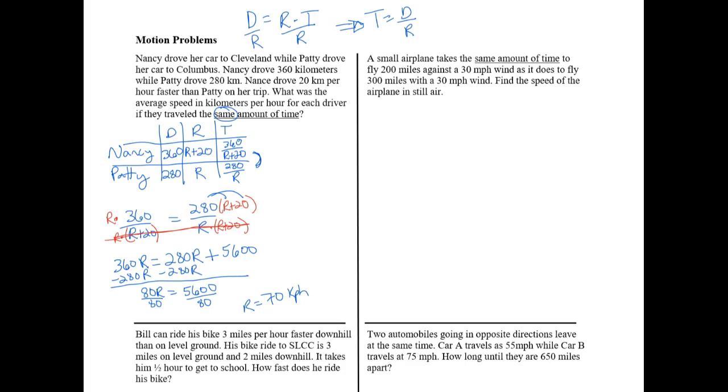And the question is, whose rate is this? Well, r was Patty's rate. So Patty was going 70 kilometers per hour. And we want to know Nancy's speed. Well, hers was 20 miles per hour faster. So Nancy was going 90 miles per hour.